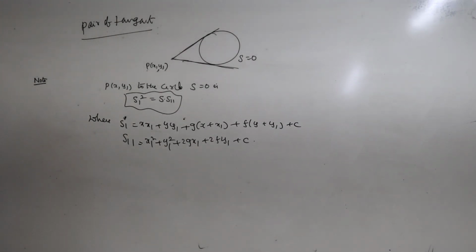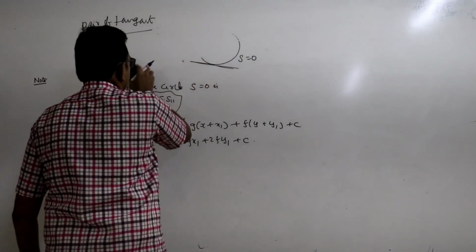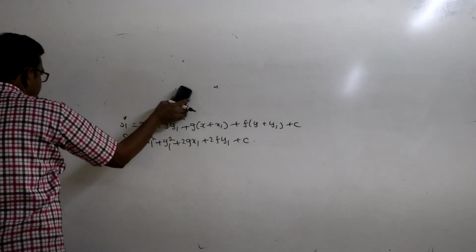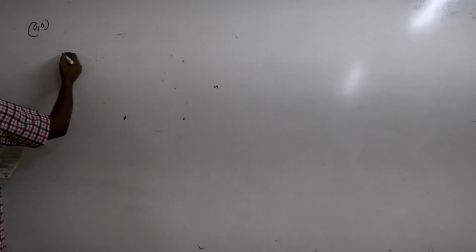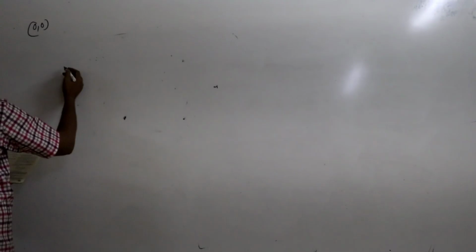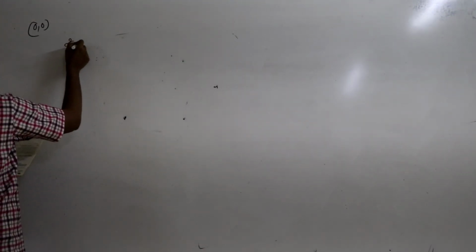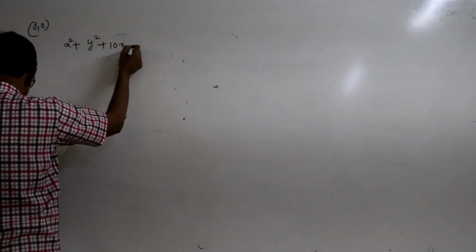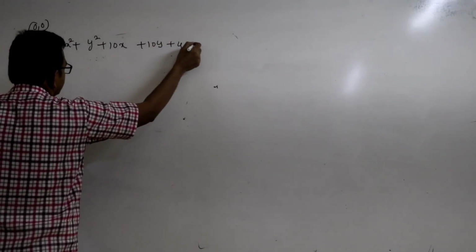Write one example. Find the equation of pair of tangents drawn from the origin to the circle x square plus y square plus 10x plus 10y plus 40 is equal to 0.